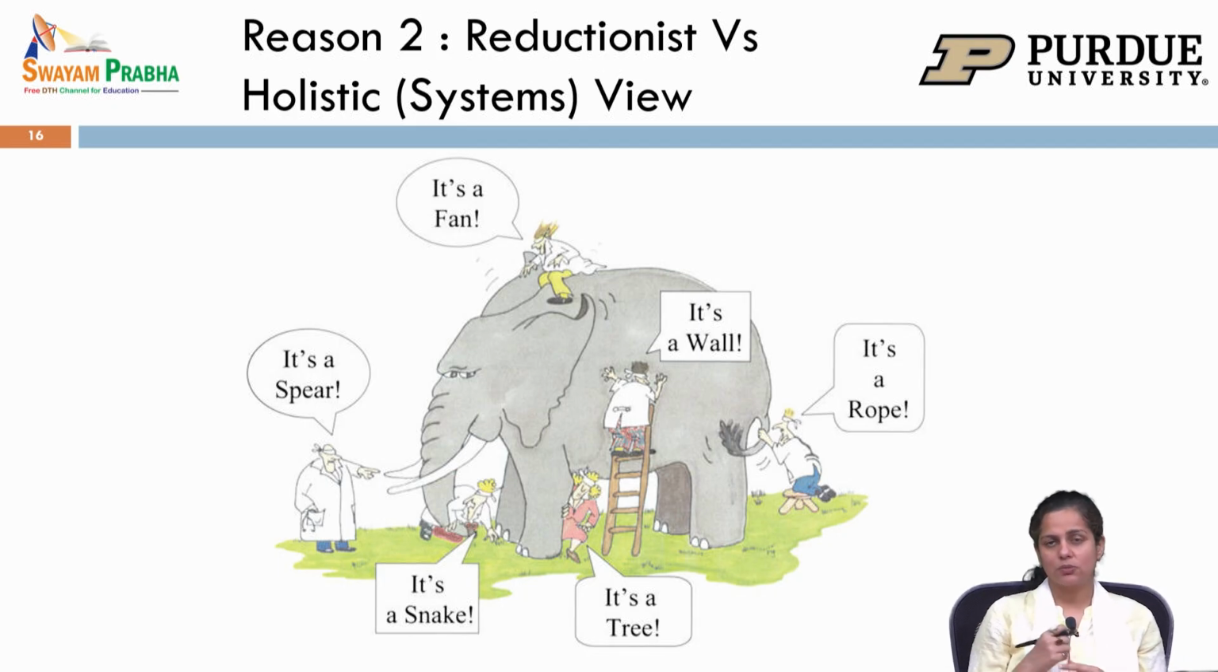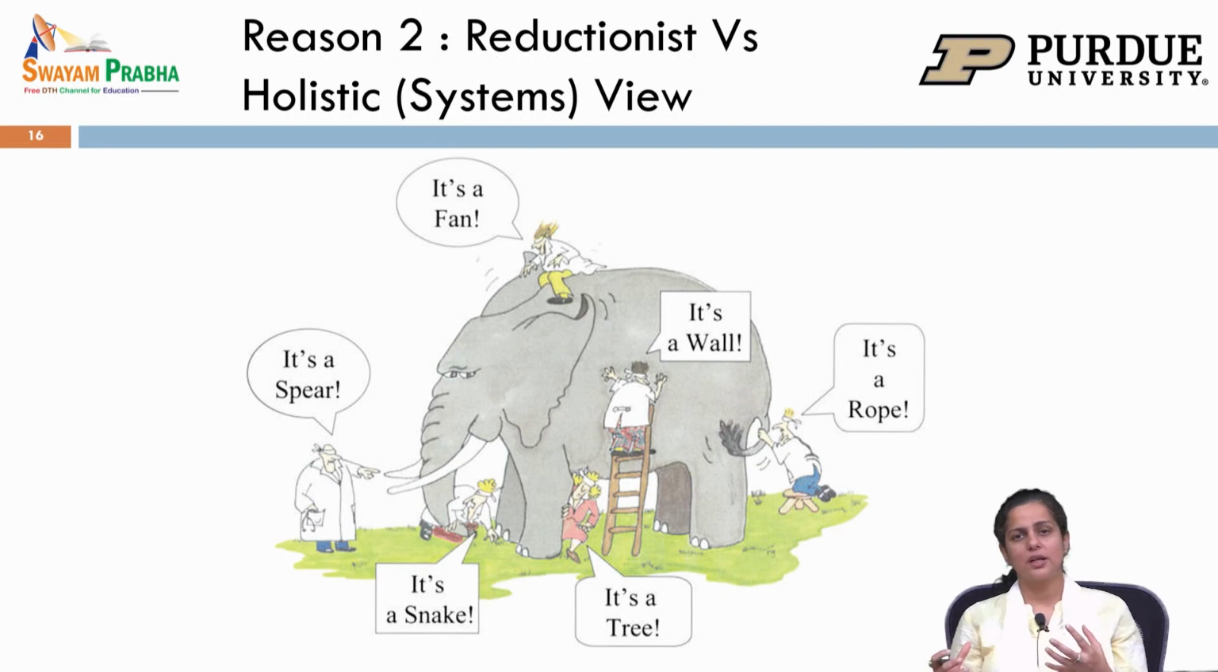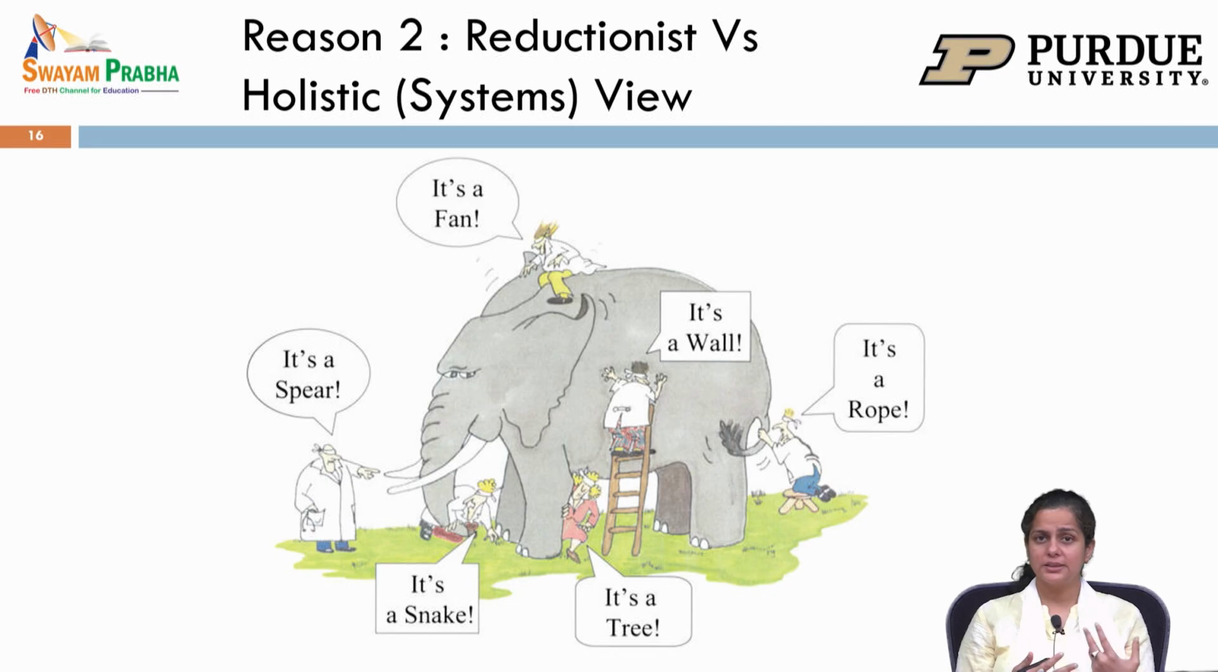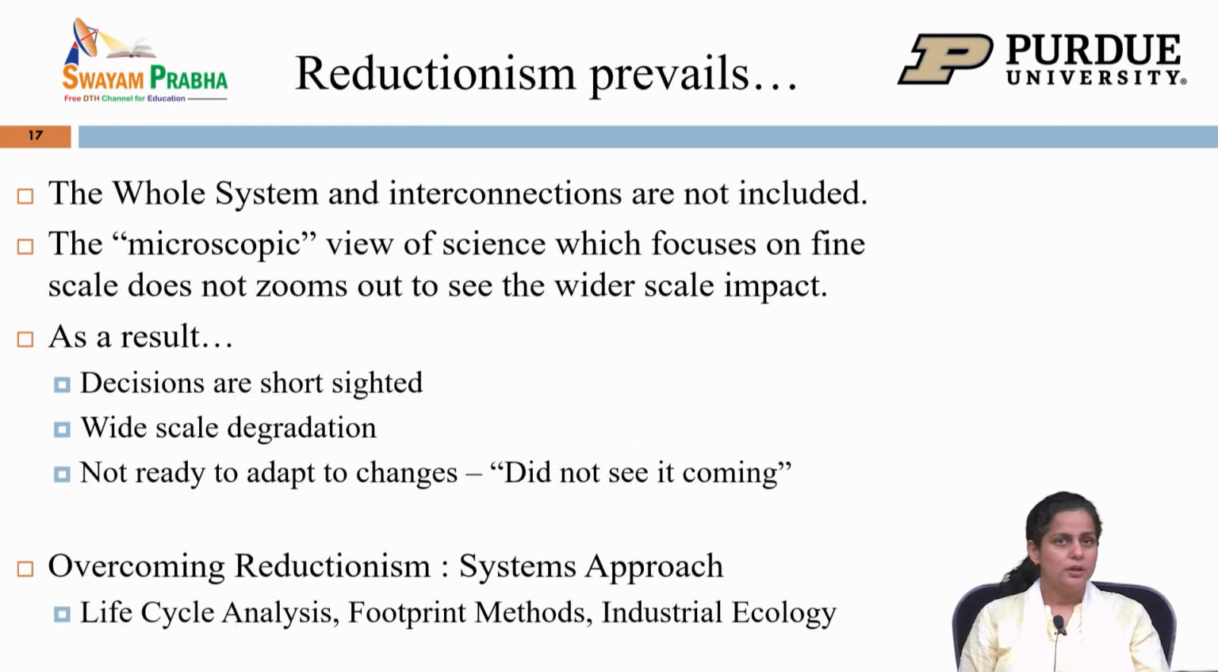And that has caused challenges, because as engineers and scientists we are studying a part of the system. Of course, we do a fabulous job of understanding that and also designing it, but we fail in terms of thinking about how it interacts with other parts of the system, because that is the full story. How it interacts affects what its performance will be overall. So the reductionism is still there, the whole system and interconnections are not included, and the microscopic view of science, which focuses on fine scale, does not zoom out to the wider scale impact.